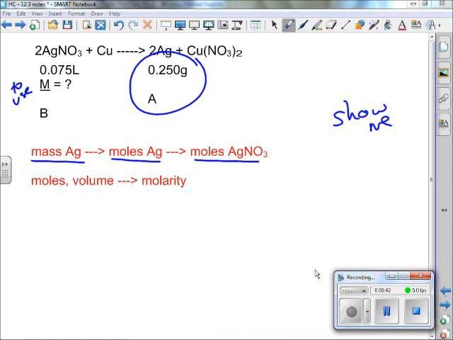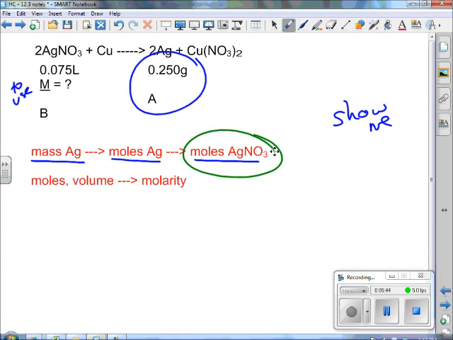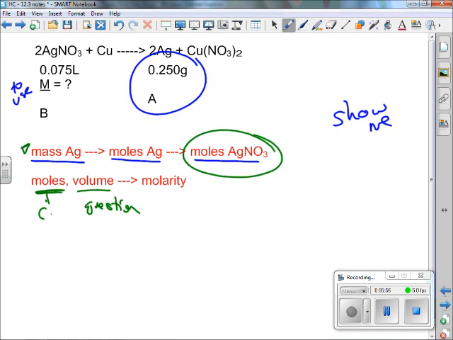So once you have moles of silver nitrate, you now have all the information that you need. You have the moles of silver nitrate from the silver. You also have the volume of silver nitrate from the question. Moles from calculation, volume from question. Now you can calculate a molarity, which is simply the moles of the chemical divided by the volume of the chemical.